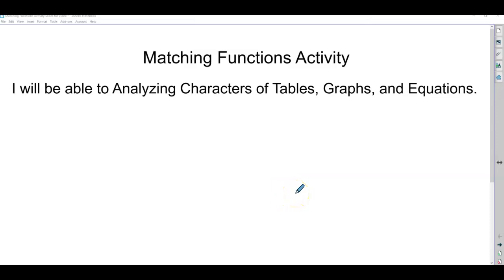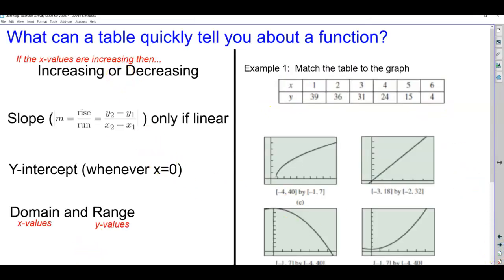Hello students. This video is going to help you work through the matching functions activity for today. Our goal is to analyze characteristics of tables, graphs, and equations and do the matching. To start, we're going to look at what a table can quickly tell you about a function.